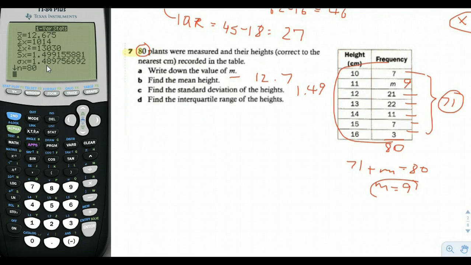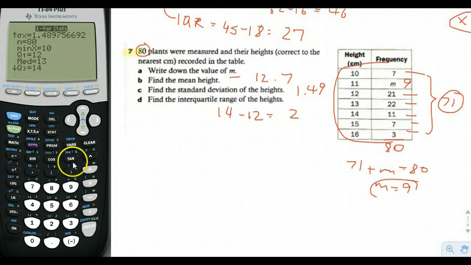And the IQR would be Q3 minus Q1. We just scroll down to find Q3 and Q1. Q3 is 14, Q1 is 12. So it would be 14 minus 12 equals 2. And that's it.